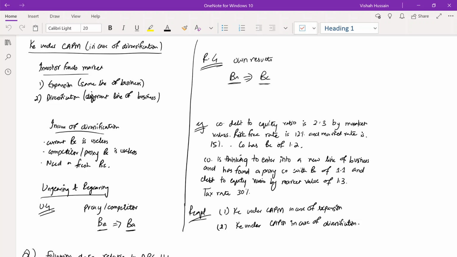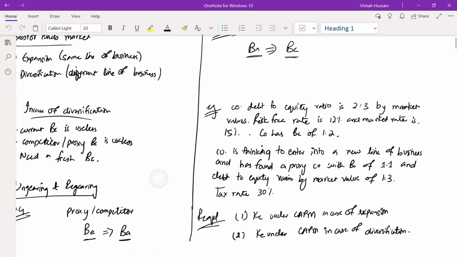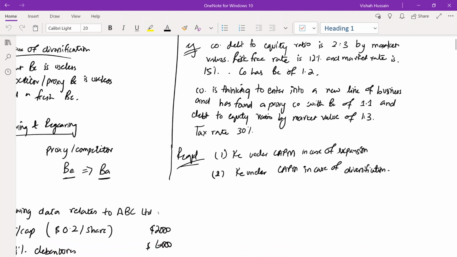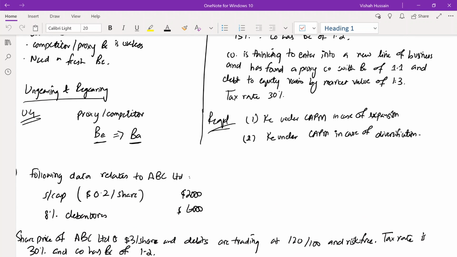So the example given says company debt to equity ratio is 2 is to 3 by market value, risk free rate is 12% and market rate is 15%. Company has a beta equity of 1.2. Company is thinking to enter into a new line of business and has found a proxy company with beta equity of 1.1 and debt to equity ratio by market value of 1 is to 3. Tax rate is 30% and requirement is to compute KE under CAPM in case of expansion.